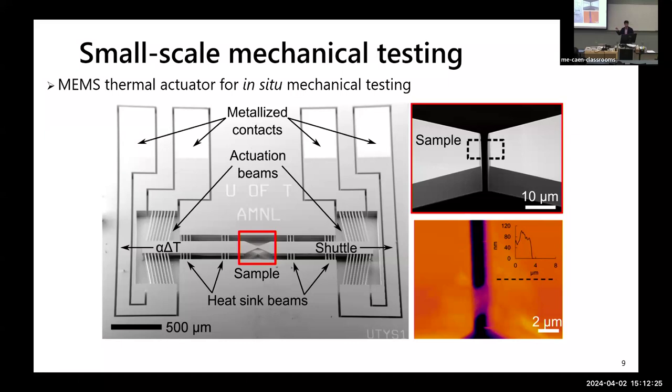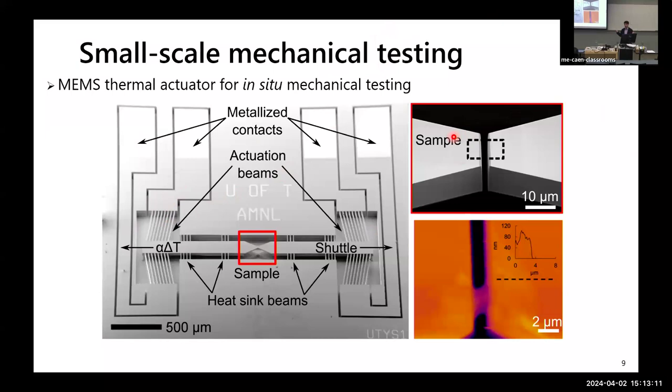And I'll briefly just explain the operational concept, although I'm sure many people are familiar. There are certainly now commercial devices that do the same thing that are much easier and much less frustrating for grad students to develop. But basically, this device is designed on a silicon wafer, and it's lithographically patterned and then etched in order to reveal these structures. The key features of this device are these beams that you see, which are angled. When you pass current through these metallized contacts, through this reduced cross section, you get an increase in the resistance, and that will cause thermal expansion that will drive these shuttles, where the sample will be positioned, in equal and opposite directions.